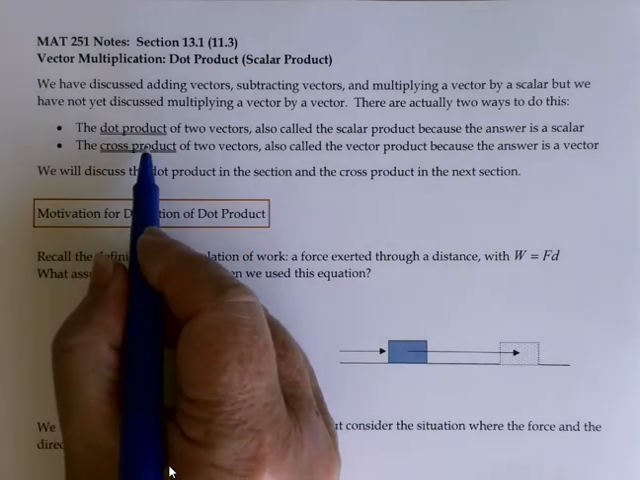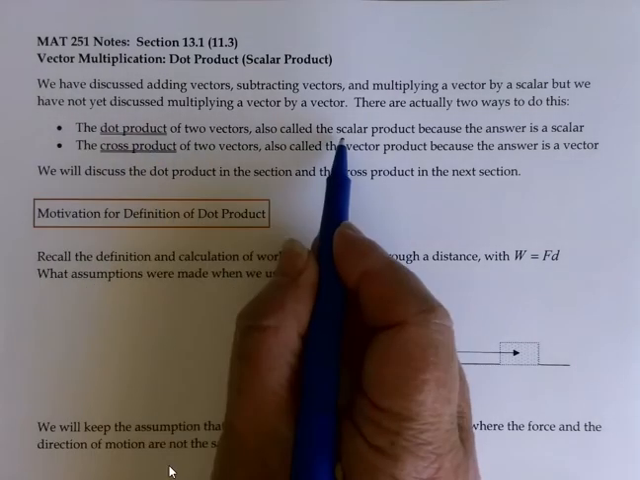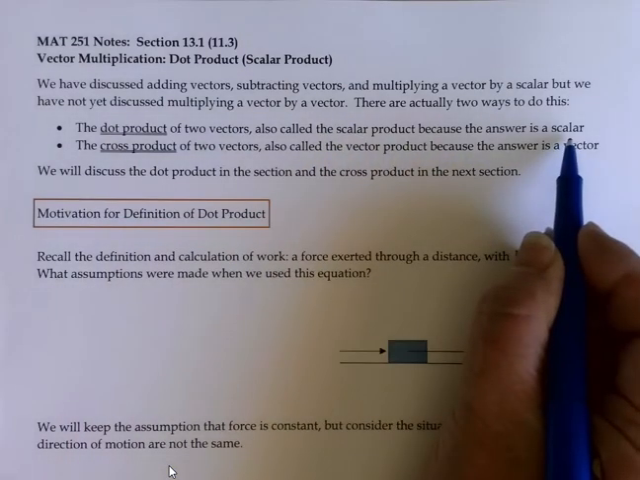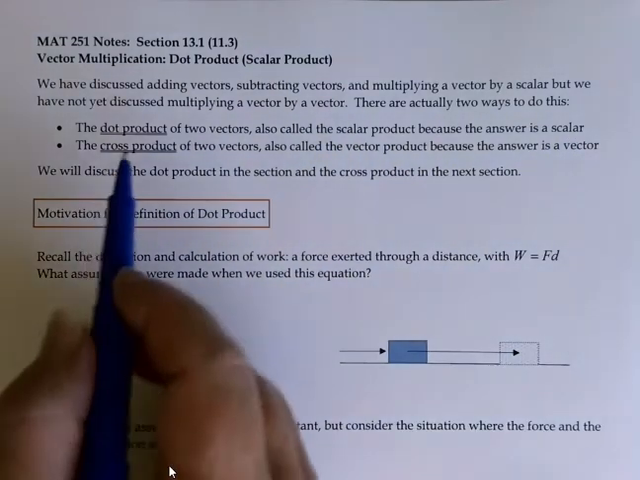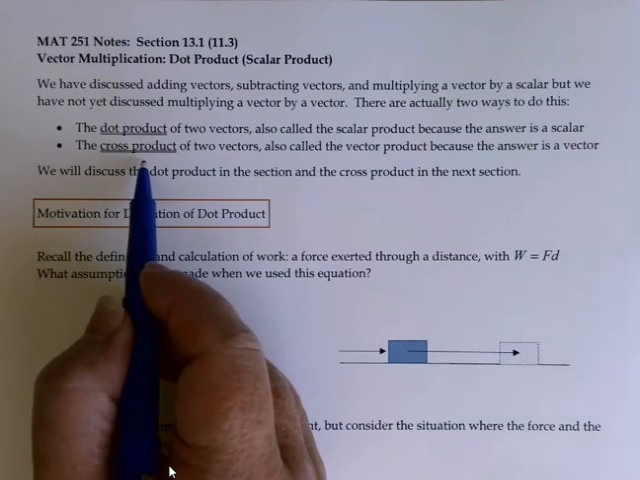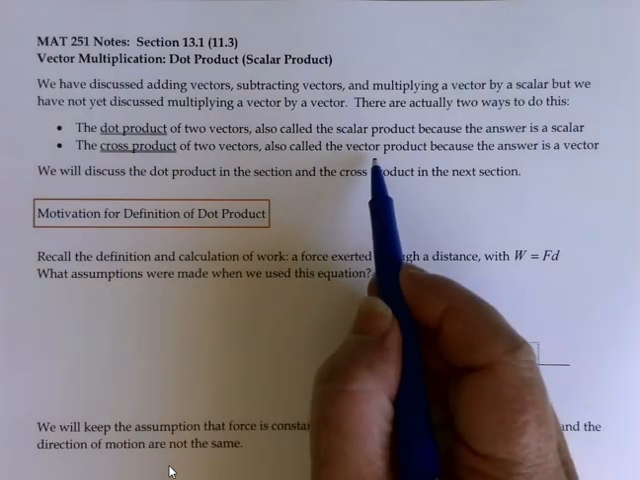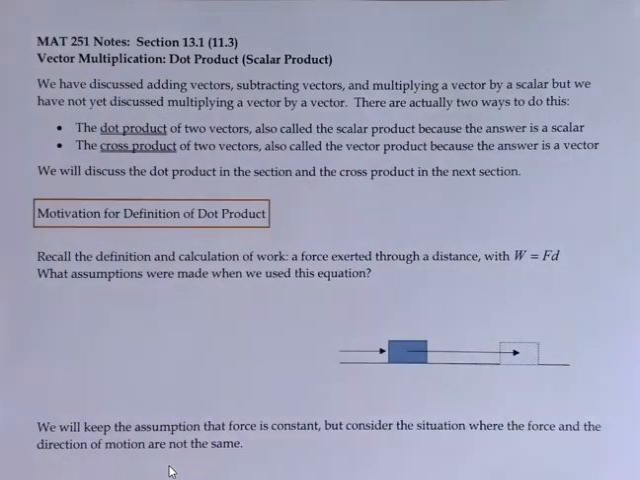The dot product of two vectors, as we're going to see, is called the scalar product because the answer to it will be a scalar, just a number. In the next section, we'll be looking at the cross product of two vectors. That's called a vector product because, again, as we'll see, the answer will be a vector. So we'll concentrate right now on the dot product.